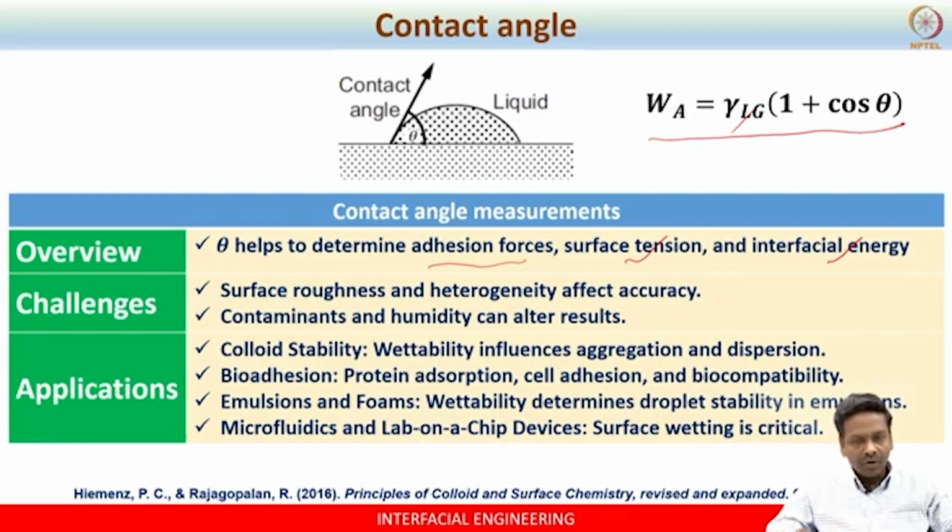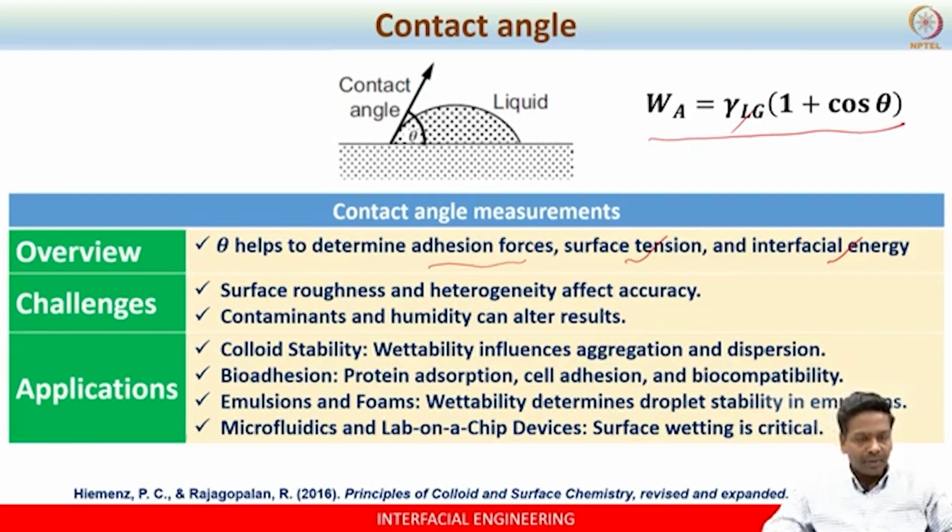So challenges involved in this approach is this method cannot be applied if the surface is rough and it is heterogeneous, because it affects the accuracy, and also you will be discouraged to use this method if the surface is exposed to contaminants and humidity, because these factors also certainly affect the result.